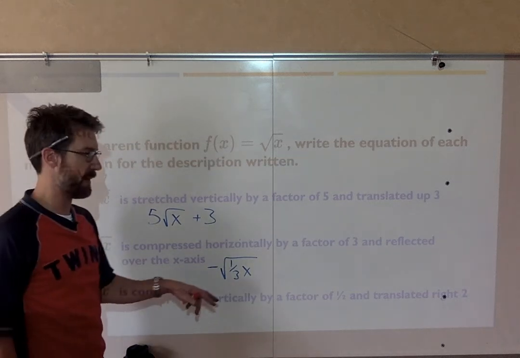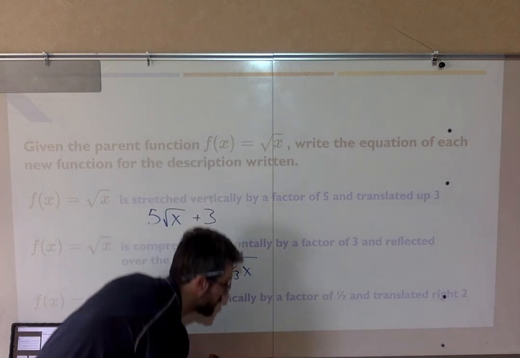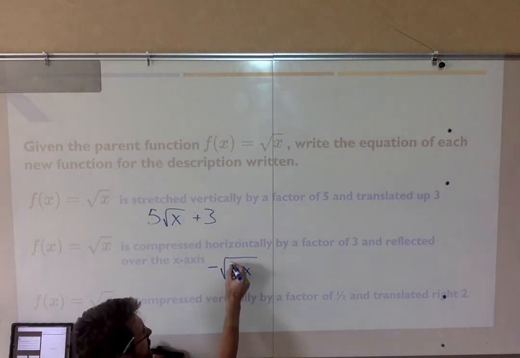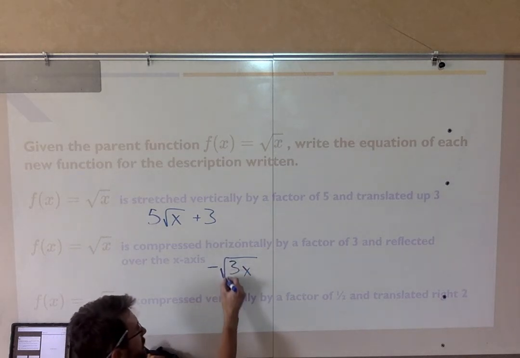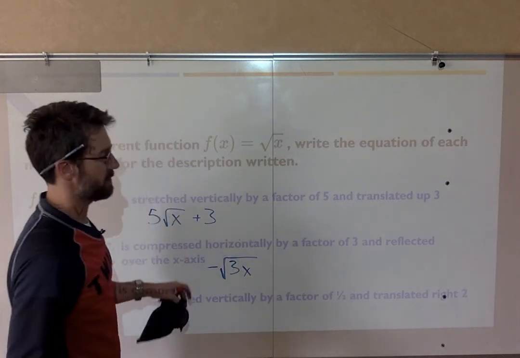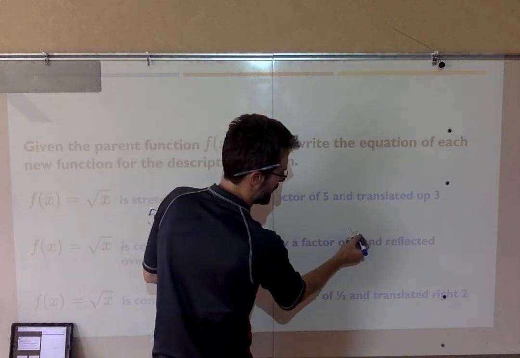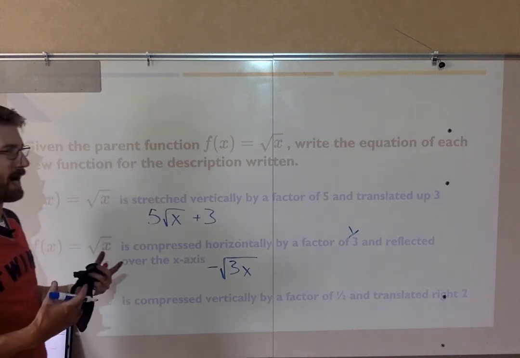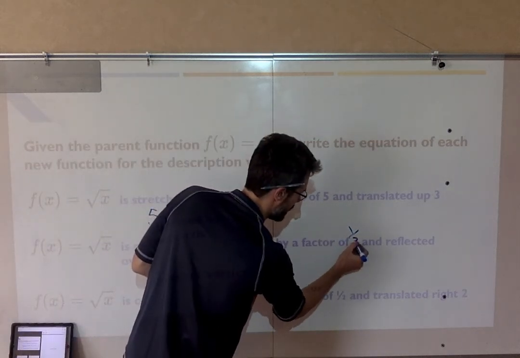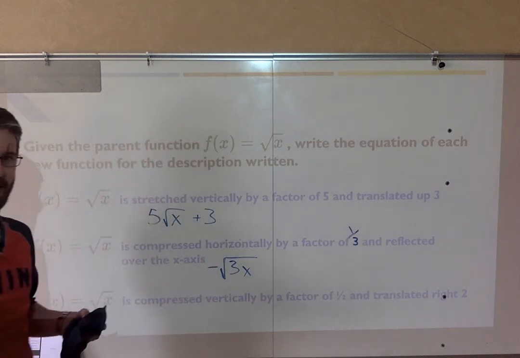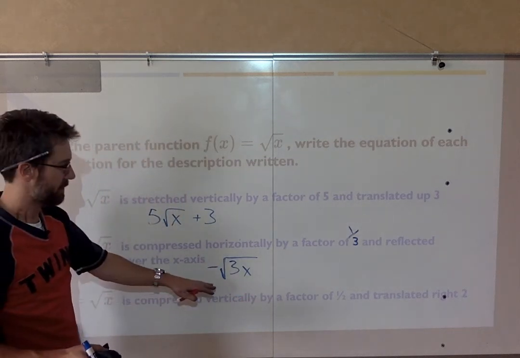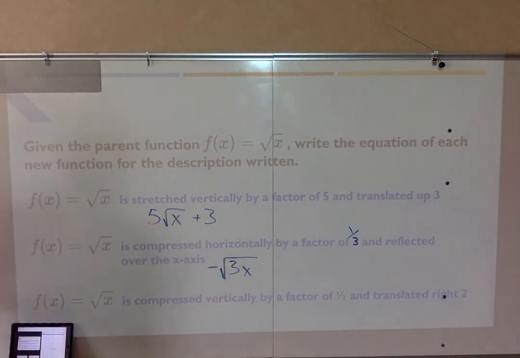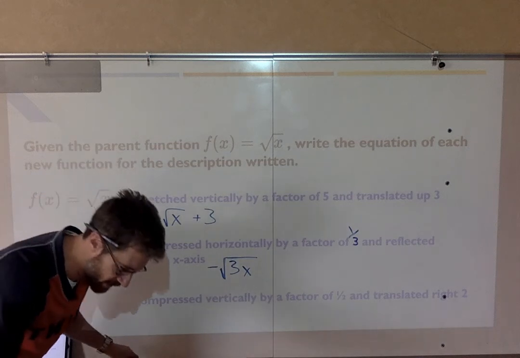Compressed vertically by a factor of 1/2 and translated right 2. Oh, I actually made a mistake there. That should be by a factor of 3. So that's a little trick to this one, is sometimes the verbal description, we could really make it compressed by a factor of 1/3 there. That's how I would usually describe it, but it's one of those things where it can be written either way verbally, and then you get tricked like that. It happened to me, so it could certainly happen to you. And I had already practiced this and made the key for it.